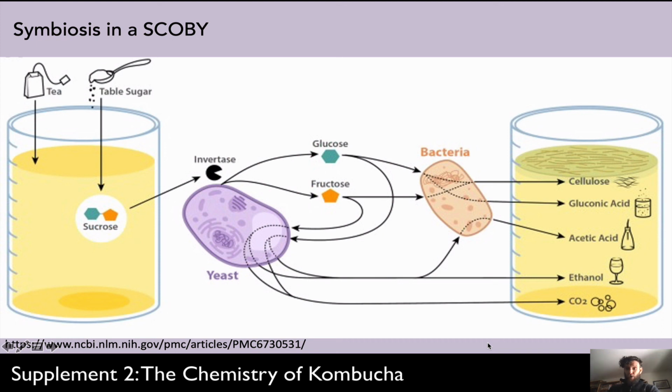They make gluconic and glucuronic acid, various acidic versions of glucose. And then they also take up the ethanol that the yeast has been producing, and they convert that to acetic acid. All right. So all of that gives the kombucha the particular qualities that we've become familiar with.